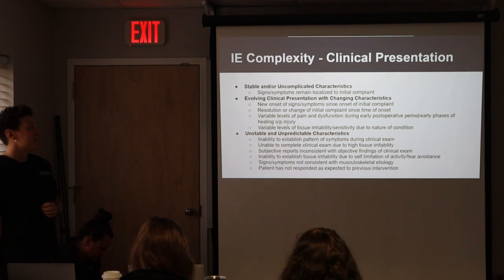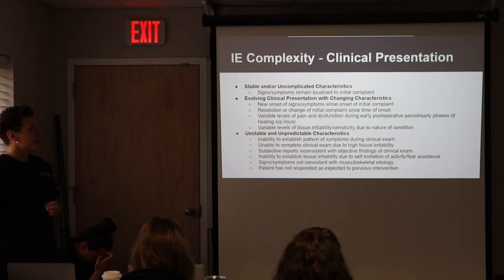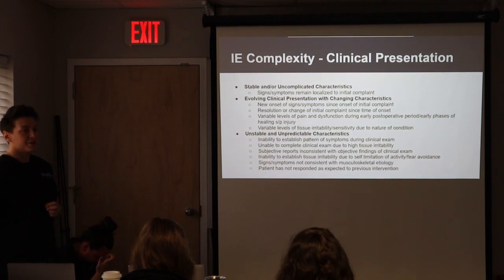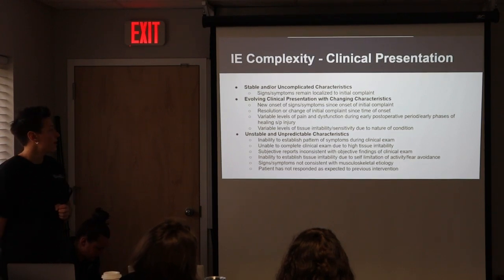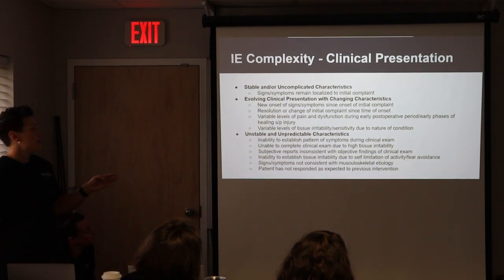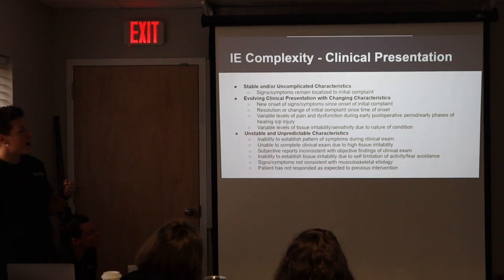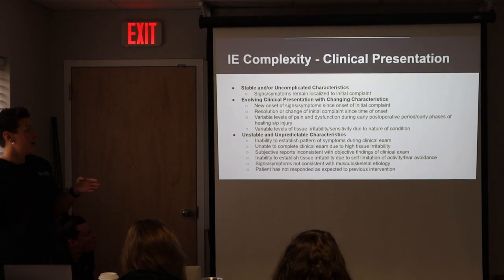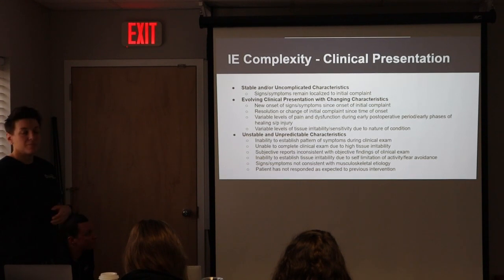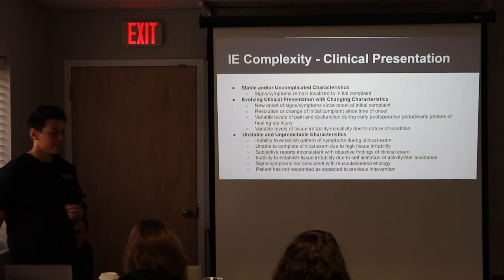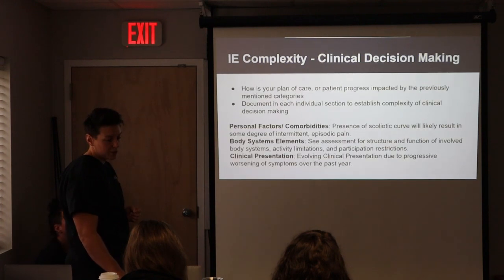Their signs and symptoms are not consistent with a musculoskeletal etiology, so that's that red flag thing that I was talking about. If you're kind of suspicious that they don't have a musculoskeletal condition, you're going to want to make sure you're on high alert for watching how those symptoms progress, but you're also not sure how they're going to progress, so you want to be ready to refer out. And then this again goes back to establishing a good history of how they've been treated so far. And maybe they haven't responded as you would expect to previous intervention, and that's gonna make it harder for you to kind of gauge how they're gonna respond to your intervention.